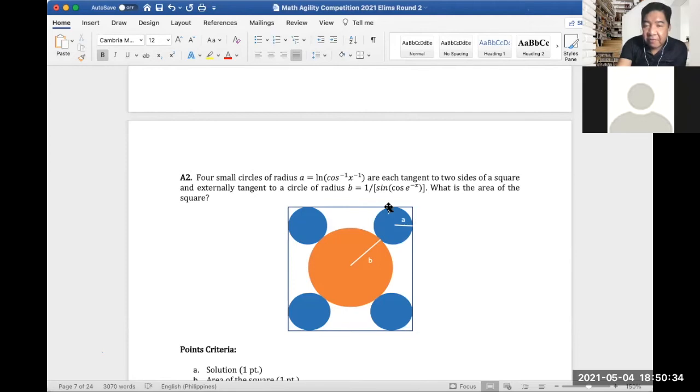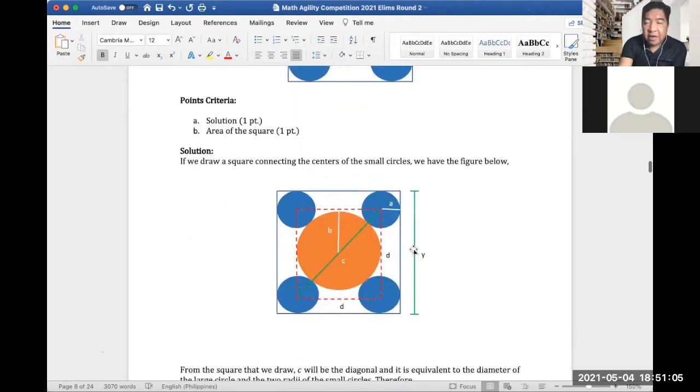So we have a square, which is the blue one. This small circle is tangent to those sides, right? And externally tangent to a circle of radius B. So there's another circle inside, tangent to the four small circles, and its radius is 1 over sine cosine of e to the negative x. So the question is, what is the area of the square? So we're going to look for the area of the blue square.